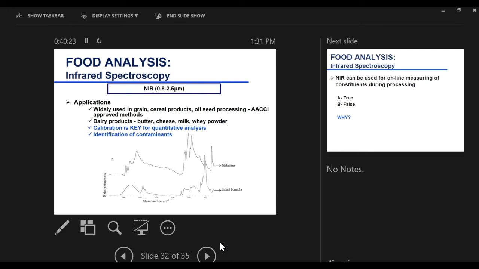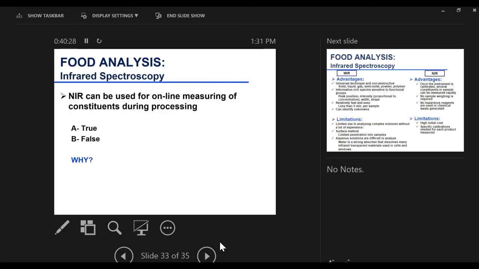So yes, we said that already. It can be used for online measurement. It's quick, fast, non-destructive. That is why there are lots of advantages and disadvantages. You can read that on your own. And that would be the end of that.